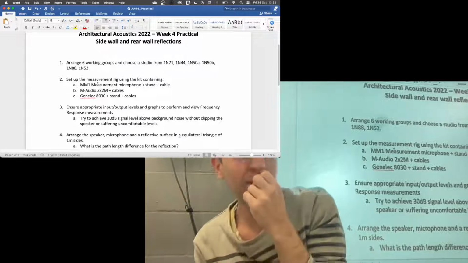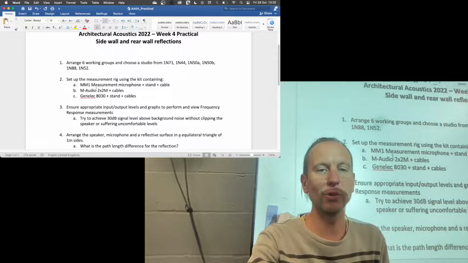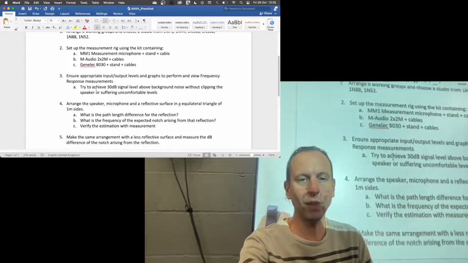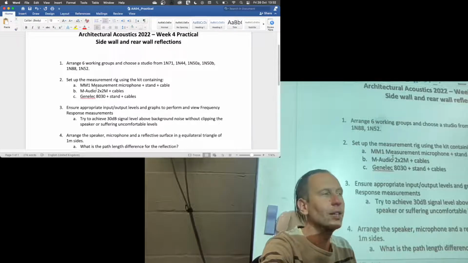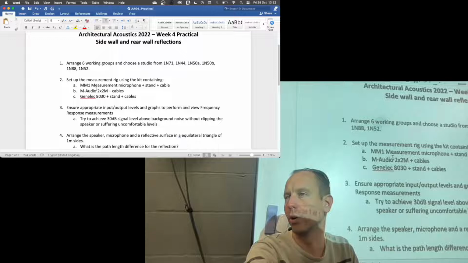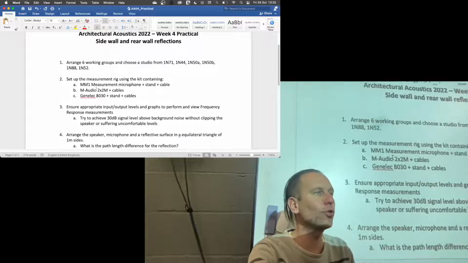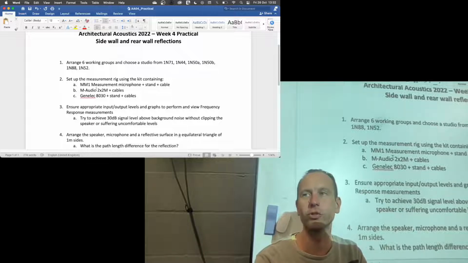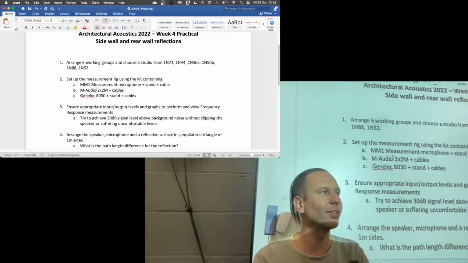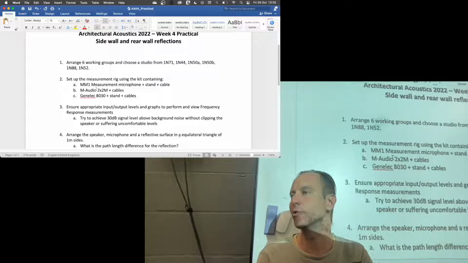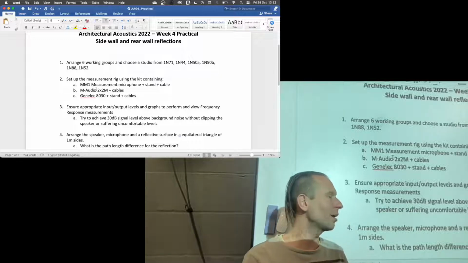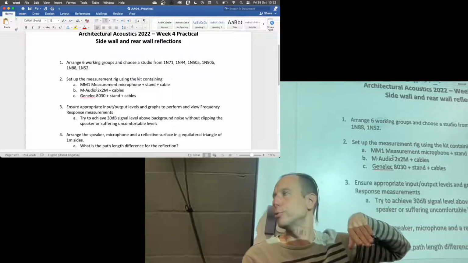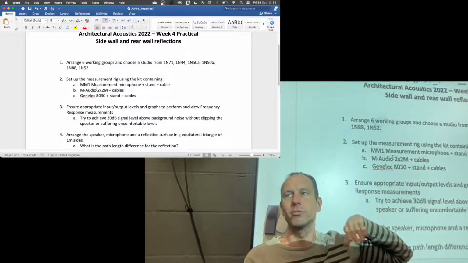Okay, so let's just briefly go through this and then you're off. So same gear, and an additional bit of gear that you will find is a tape measure. What we're going to do today is assess sidewall and rear wall reflections. For those of you who will be in the 50 room, you might find that the walls are treated. So what I suggest is you use the desk as your reflective surface. What I discuss in terms of a sidewall reflection, you can actually map to a mixing desk reflection.